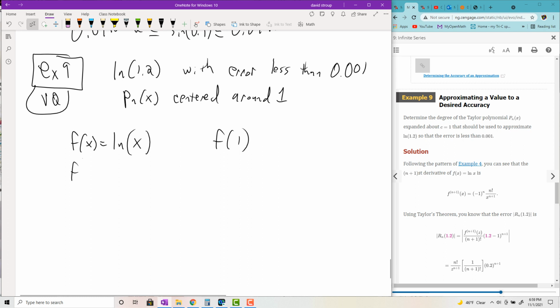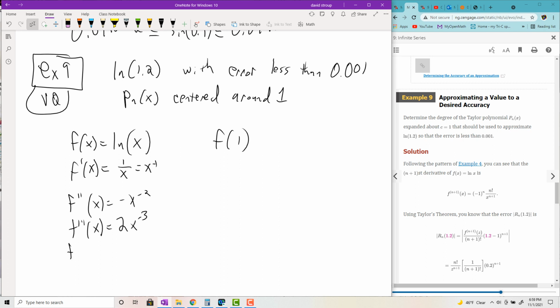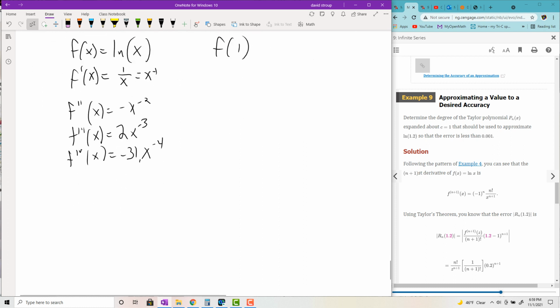So what I'm going to do is iterate all the derivatives and find a pattern. f prime is going to be 1 over x, which is x to the negative 1. F double prime is negative x to the negative 2. Triple prime is then 2x to the negative 3. The fourth derivative is going to be negative 3 factorial x to the negative 4. The fifth derivative is going to be 4 factorial x to the negative 5.